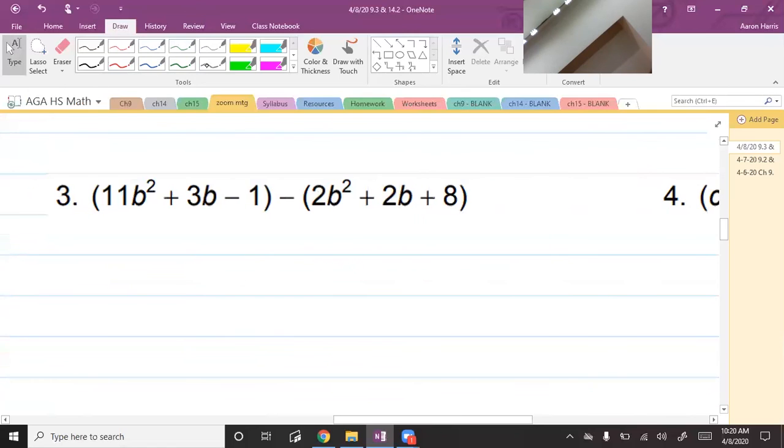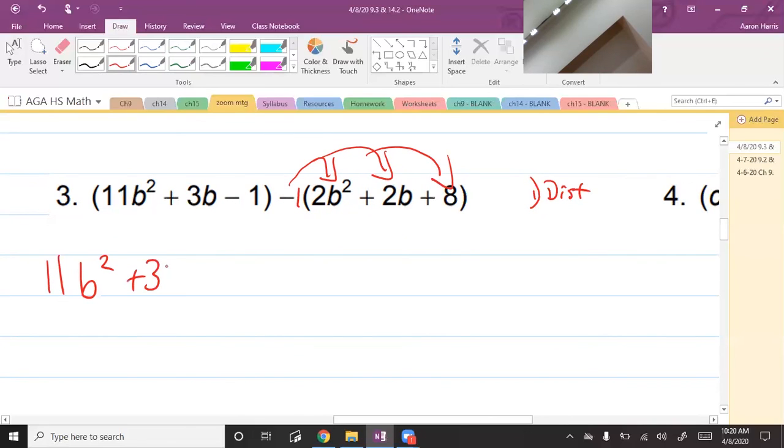Now, same exact thing, except this time we're going to subtract polynomials. All right. What's the first step? Nothing changes. Distribute, because we're simplifying. But this time we're distributing a what? A negative 1. What's going to happen to all the signs in this polynomial in the back? Yes, they're going to flip. So I got 11b squared plus 3b minus 1. Negative 1 times 2, negative 2b squared. Negative 1 times 2, negative 2b. Negative 1 times 8, negative 8.